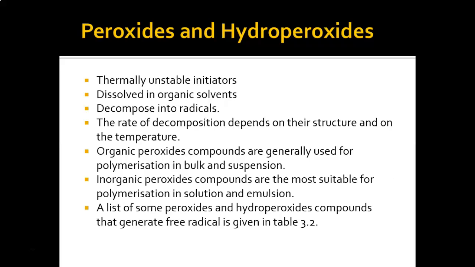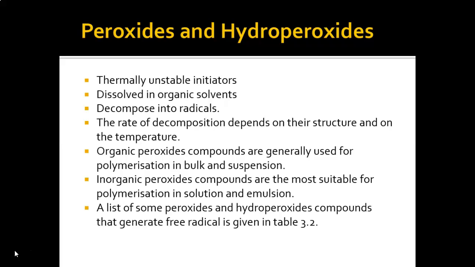First, we'll look at the peroxide and hydroperoxide initiators. Commonly used peroxide and hydroperoxide is benzoyl peroxide, also known as BPO. It is a thermally unstable initiator. It dissolves in the organic solvent and easily decomposes into the radical. The rate of decomposition depends on their structure and on the temperature.